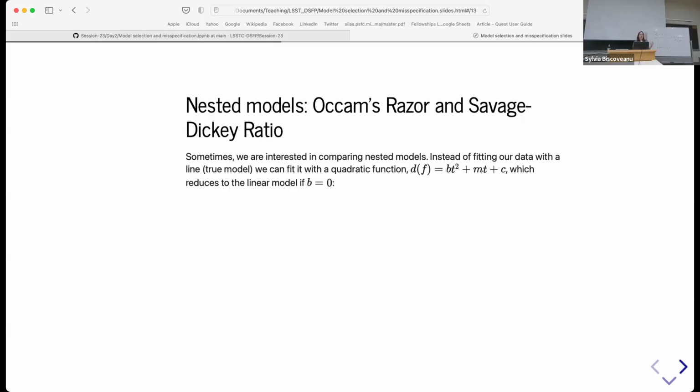So now we're going to go back to our linear data, and we're going to fit it with a quadratic function. So in theory, it should be equally well fit by a quadratic function as it is by a linear function, because a linear function is just a nested model within a quadratic function. And so in the case we've now introduced a quadratic term with coefficient b, the linear model is just if you set b to 0.